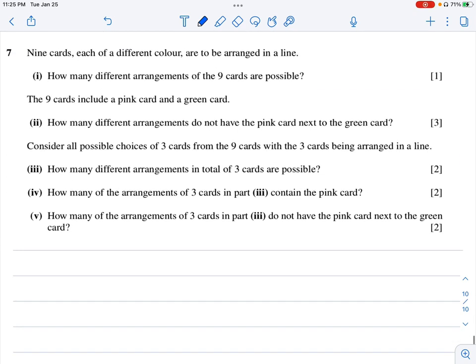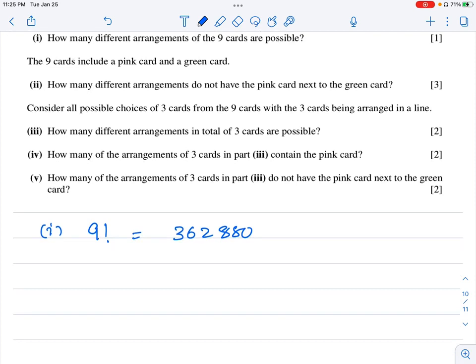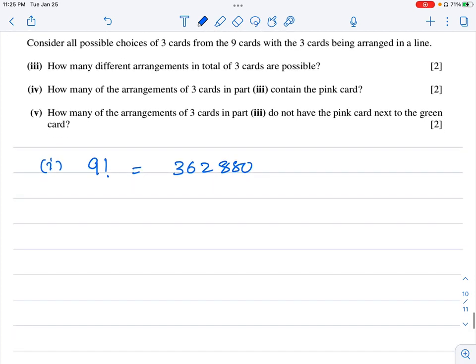Last question, question number 7. 9 cards, each of different color, are to be arranged in a line. How many different arrangements of the 9 cards can be done? Just 9 factorial ways, which is 362,880. The 9 cards include a pink and a green card. How many different card arrangements do not have the pink and the green card together?